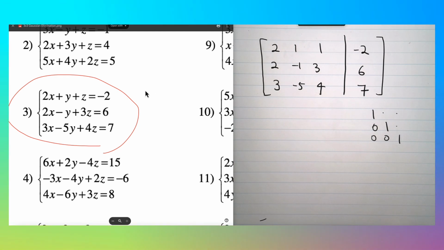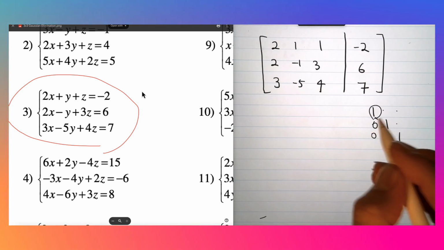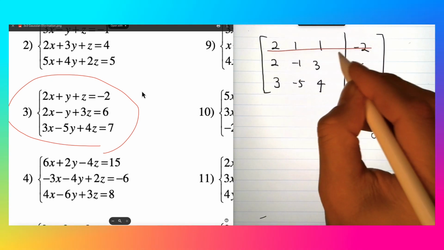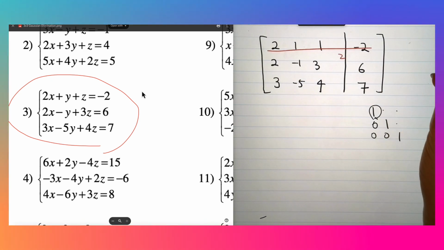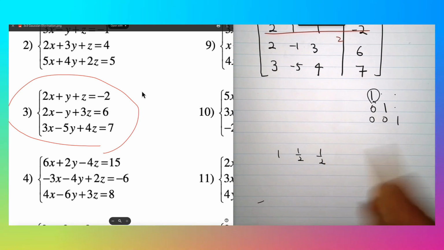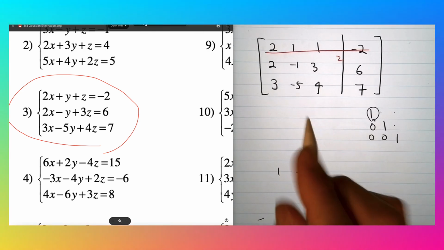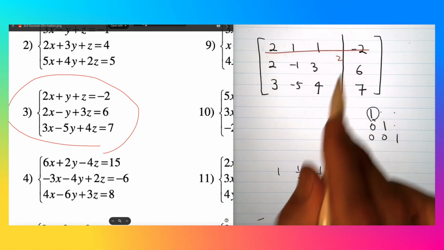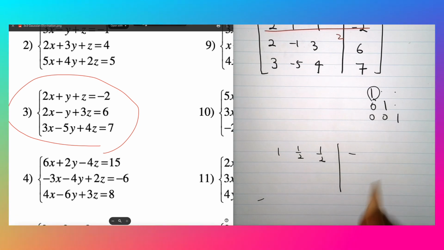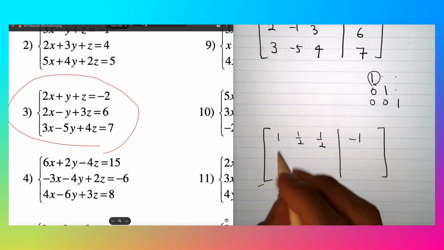Alright, so let's go to the next step here. I'm going to try to make the upper left 1. So I divide the top row by 2. And when I do that, I'm going to get 1, 1 half, 1 half. So 2 over 2 is 1, 1 over 2, 1 over 2, and then we have negative 1. Okay, so that's our first step.